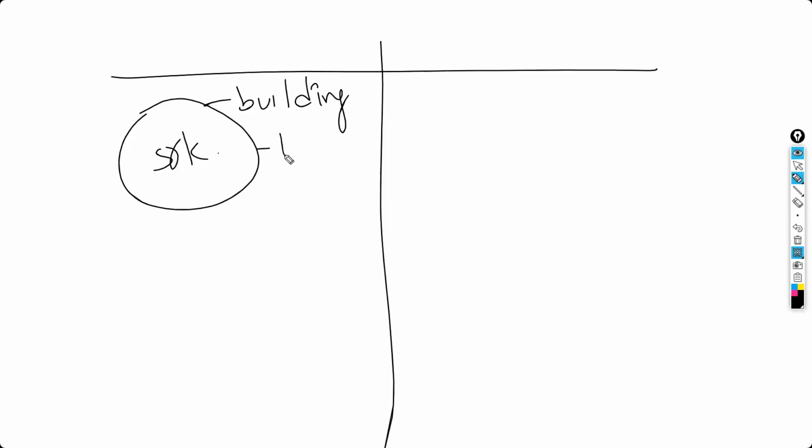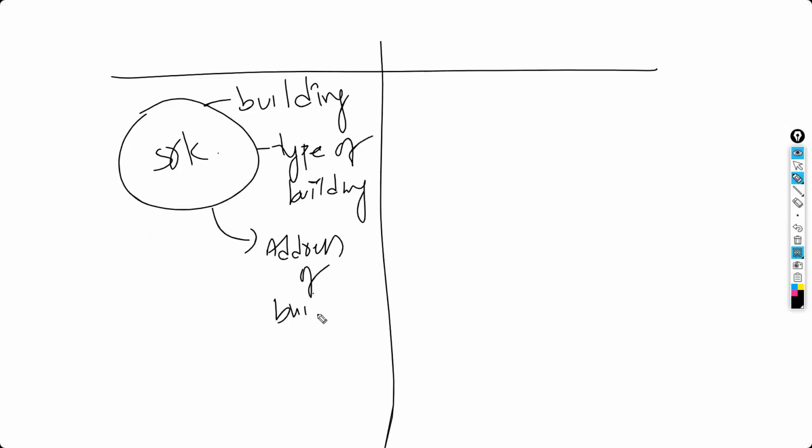Now, what is the type of the building? There are different types of buildings. Next, we have the address of the building, and also the name of the building. So where a person is staying, we have the name of the building, the type of the building, and finally the address. The address is required for communication purposes.